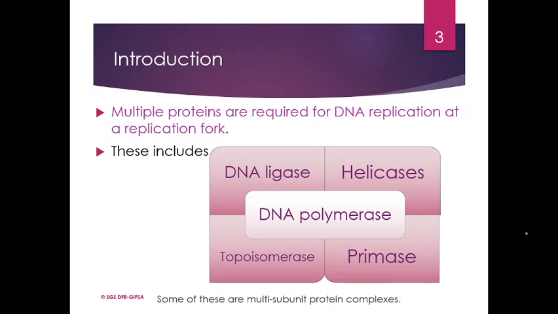Introduction. Multiple proteins are required for DNA replication at a replication fork. This includes the DNA polymerase, the major enzyme involved in DNA replication. Along with that, it requires several other enzymes, namely helicases, which unwind the DNA, primase, which synthesizes a small stretch of RNA primer, topoisomerase, which is involved in relieving the torsional stress in the DNA, and DNA ligase, which seals the gap.